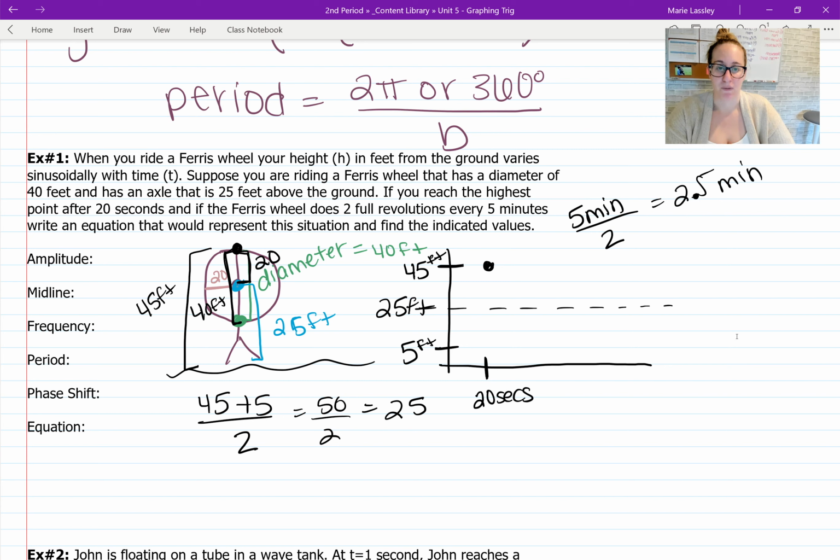Just one more time: 5 minutes for 2 revolutions, so 2.5 minutes for 1 revolution. Since we're doing this in seconds, I'm going to convert 2.5 minutes to seconds. That's 2 minutes times 60 seconds plus 1/2 times 60 seconds. You don't have to do it like that. That was just what made sense in my brain at the time. You can do it however you want. Plus 0.5 times 60. So this is 150 seconds.